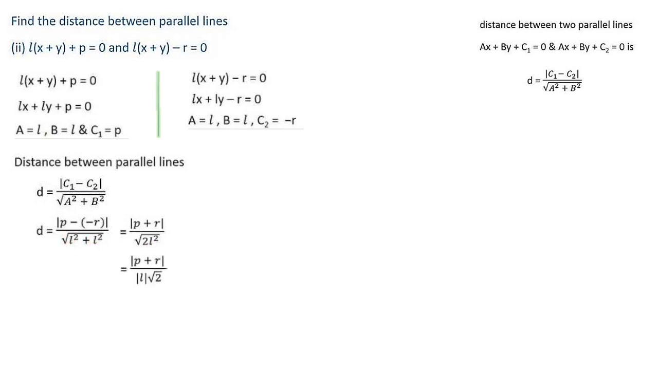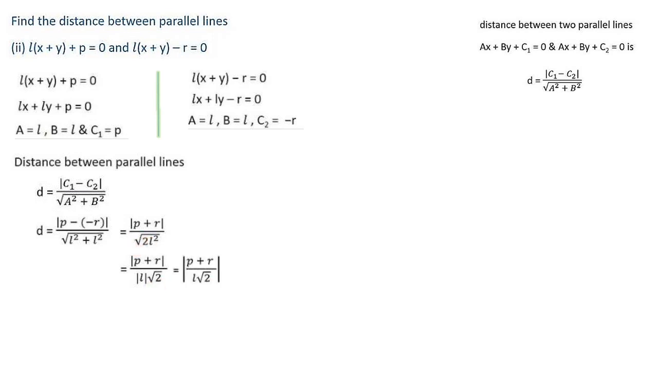So 2L square. So mod p plus r divided by, from here L square comes out of the square root, which means it comes as mod L. Then we can keep the modulus, because above also there is a modulus, so we just keep it within the mod. So L square when it comes out we can write as mod L. Then root 2 remains inside the square root, so keep it as root.